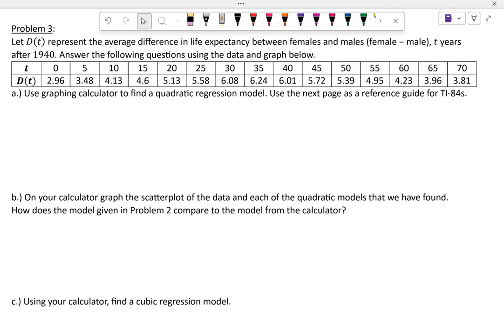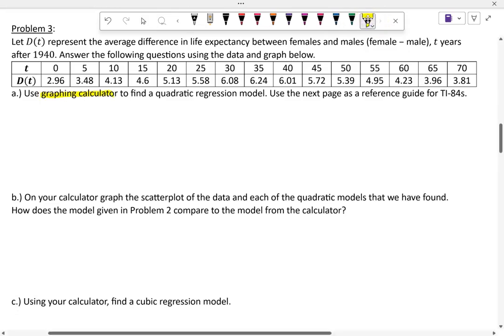All right, we are using the same data. We are now going to use our graphing calculators to find a regression, a quadratic regression. So in the previous page, we were given a quadratic model. Now we're going to use technology to find a quadratic regression model.